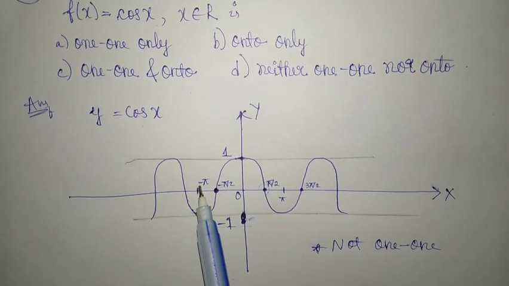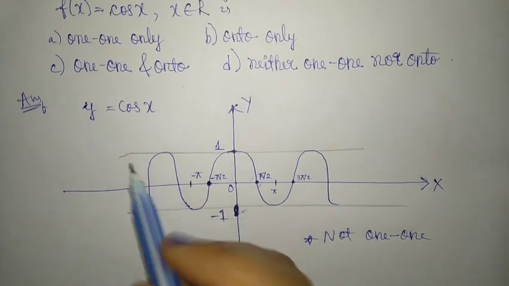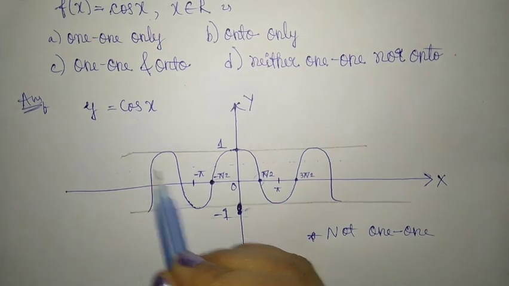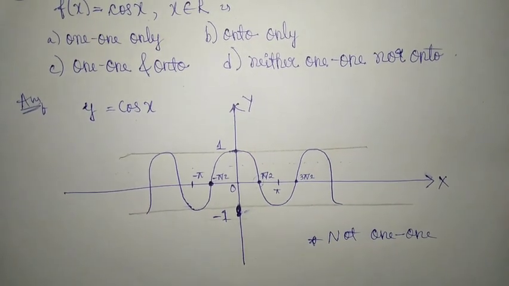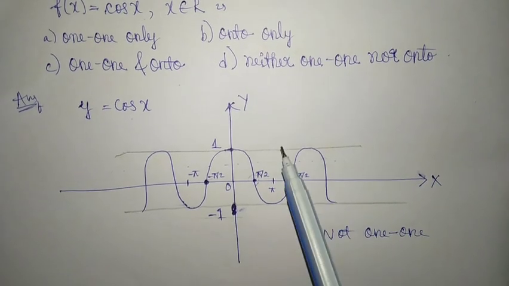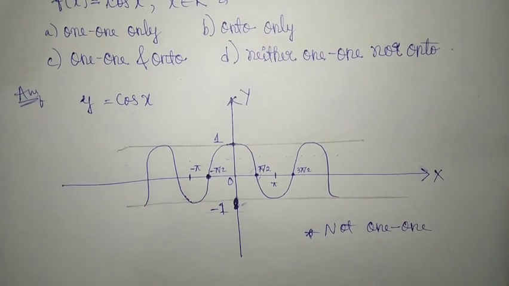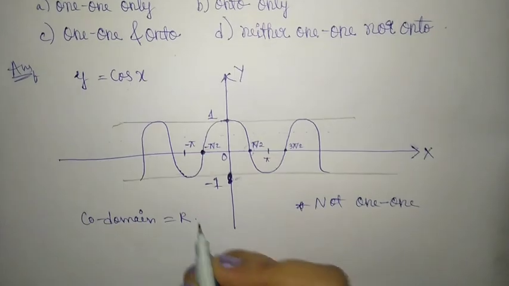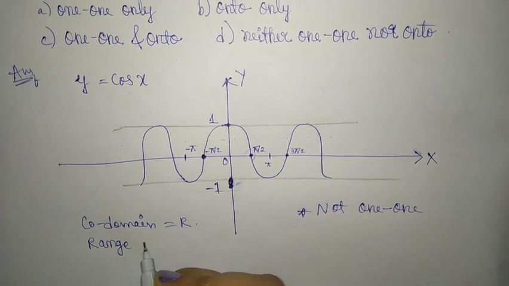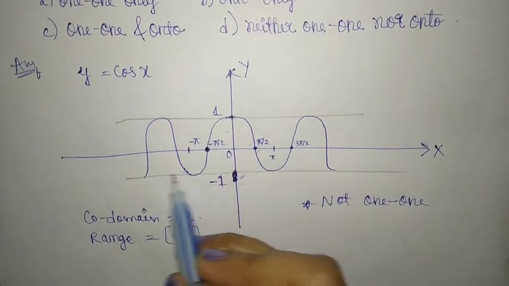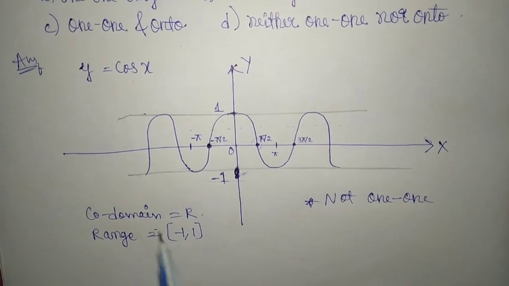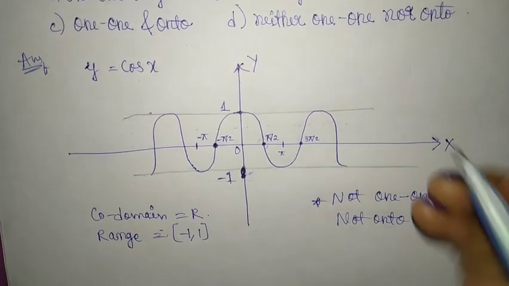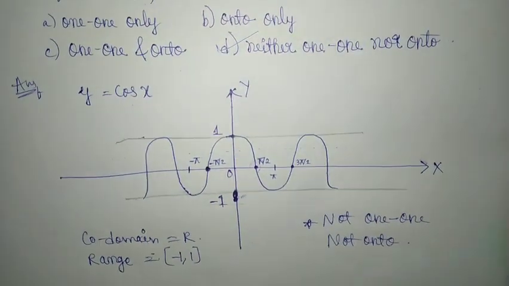By another method also we can check whether it's one-one or not. When we draw a line parallel to the x-axis, we will see that it will cut the graph at more than one point, so this is not one-one. That is another method. Now for checking whether it's onto or not, we know that its codomain is R and its range is minus 1 to 1, which is not equal to the codomain. As the range is not equal to the codomain, it is not onto. Okay, so its answer is neither one-one nor onto.